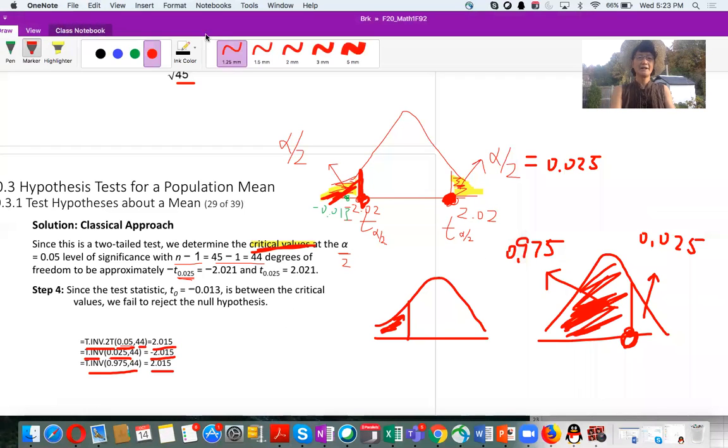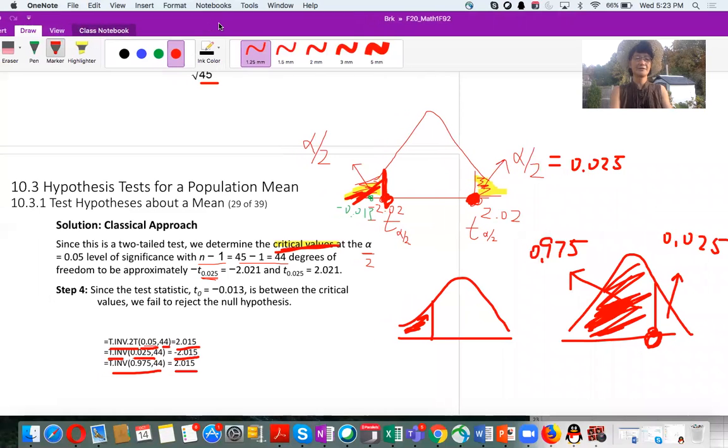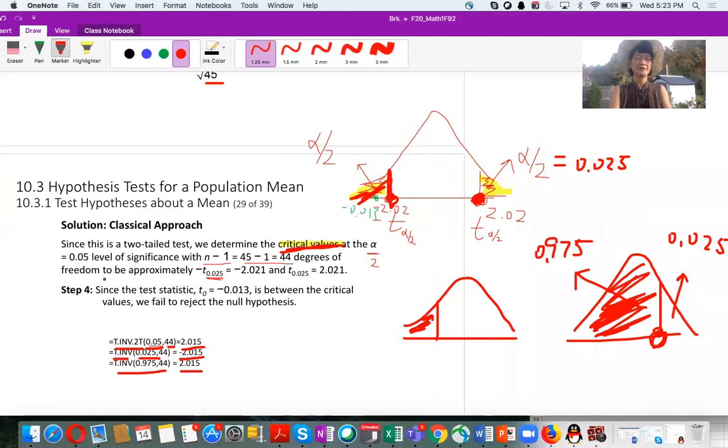So this is where I left off from last lecture. And once you have this, step 4, you compare critical value with test statistic. We know the critical value, one is 2.02, the other is negative 2.02. Critical value decides the rejection region. So this is the rejection region, and this is the rejection region.